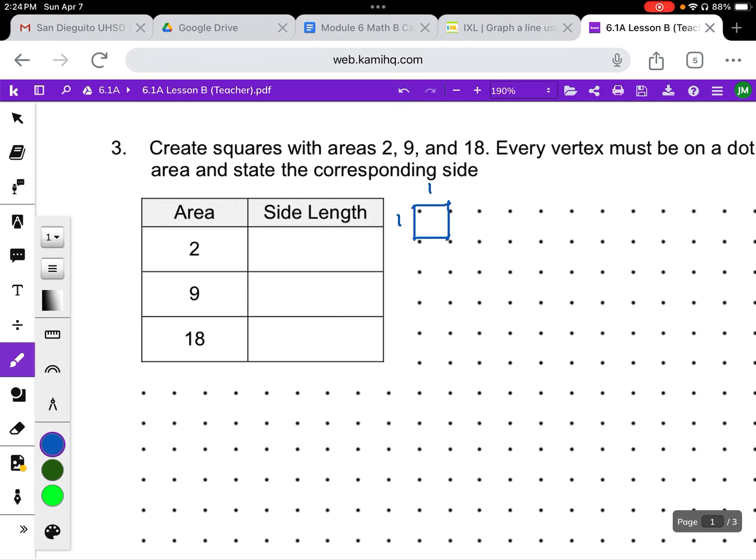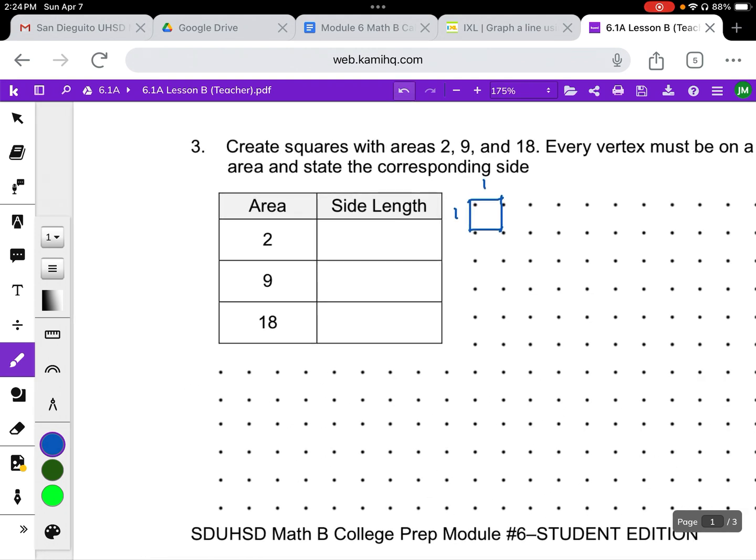Excuse my drawing, it isn't precise here, but here we have a square with sides measuring 1 and 1, and obviously 1 and 1 on the other sides, which means that the area is 1. So let's make a list here. This will be our area, and this will be our side length. So area 1 means the side length is 1. We're going to draw another one and increase its size, with a side length of 2 by 2.